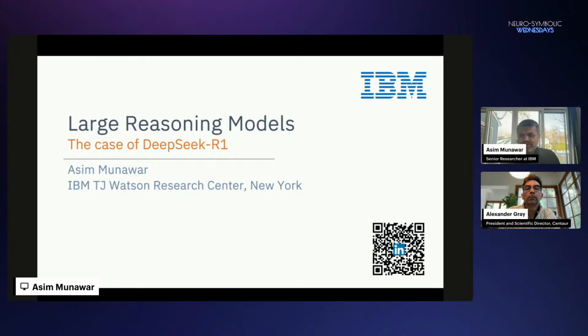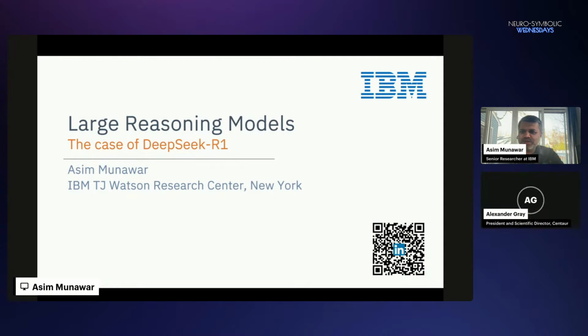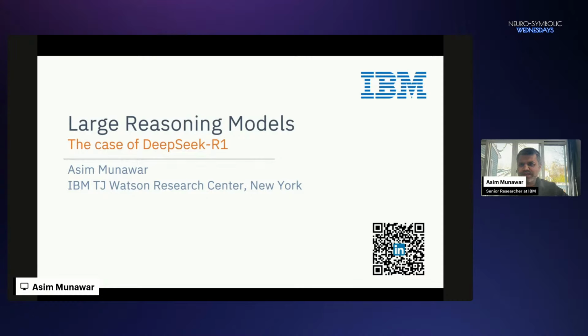So I'll be talking about what we now call large reasoning models, how they're a bit different from large language models, and I'll focus on DeepSeek R1, how it was trained, what lessons we can learn from that, but also talk about reasoning in general in the context of large language models too.